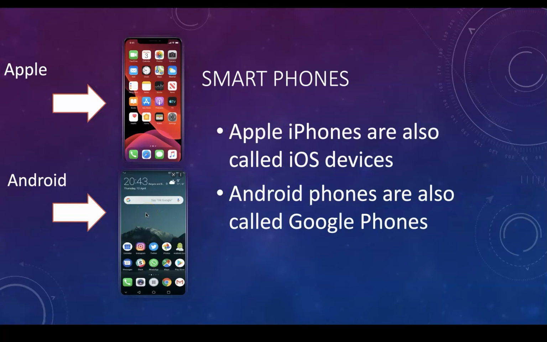And the way you'll know the difference between them is if you have an Android phone, you will always have this Google search bar here. Apple does not have that, but Google does, and that's one quick way you can tell the difference between the kinds of phones that are out there.